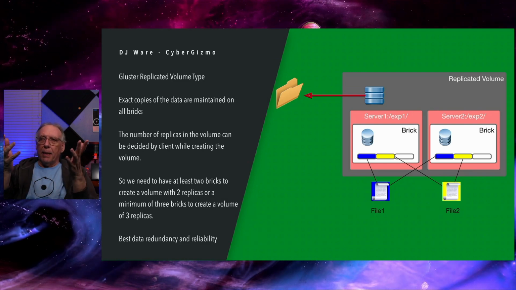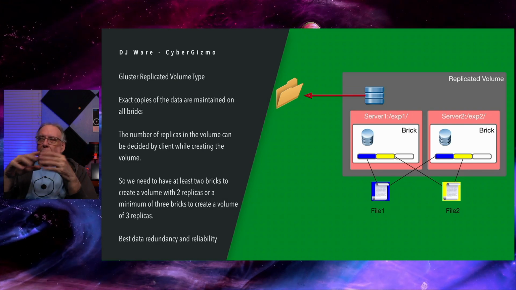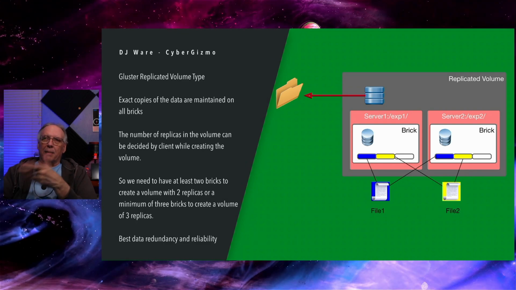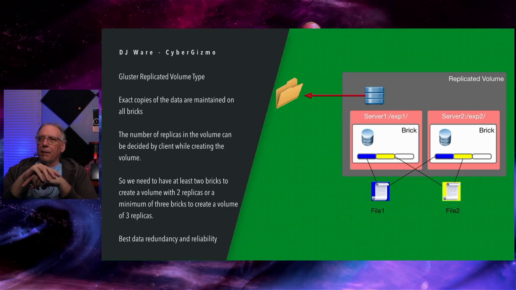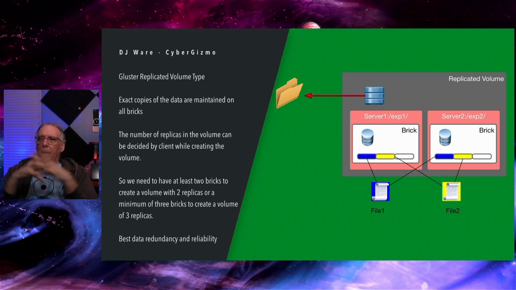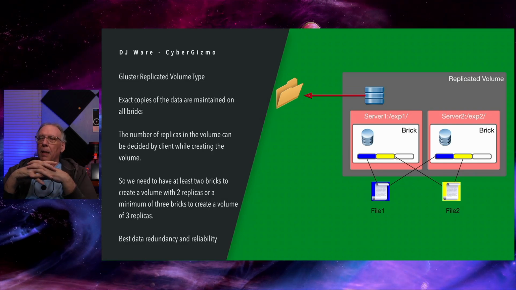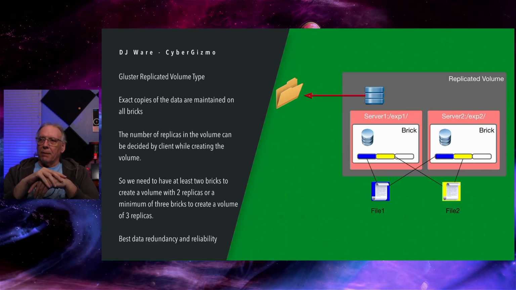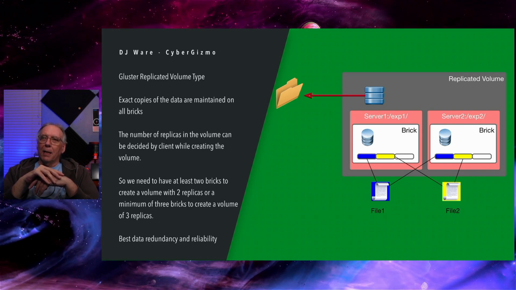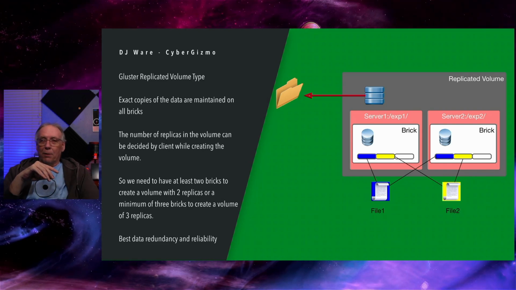And just like a mirror, during the access time, Gluster could choose whichever server was less busy to return the data for your files. You have to have at least two bricks in a replicated pool. They do recommend three, and there's a reason for that, which has to do with the split brain. But it does offer, obviously, the best redundancy and reliability. It's just it doesn't offer you the best storage mechanism for your dollar.